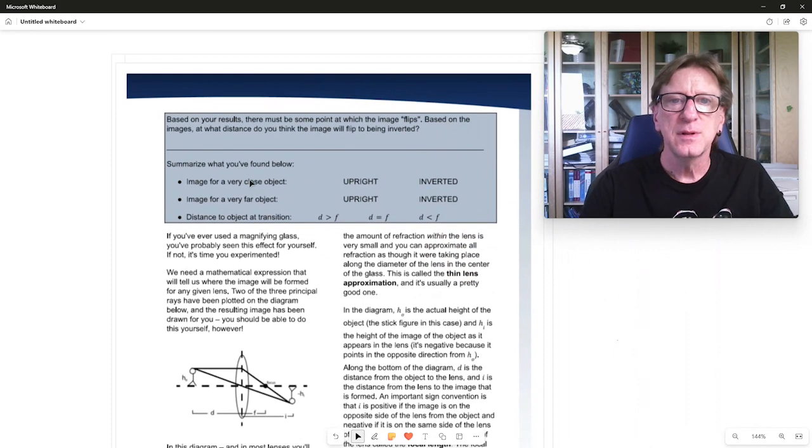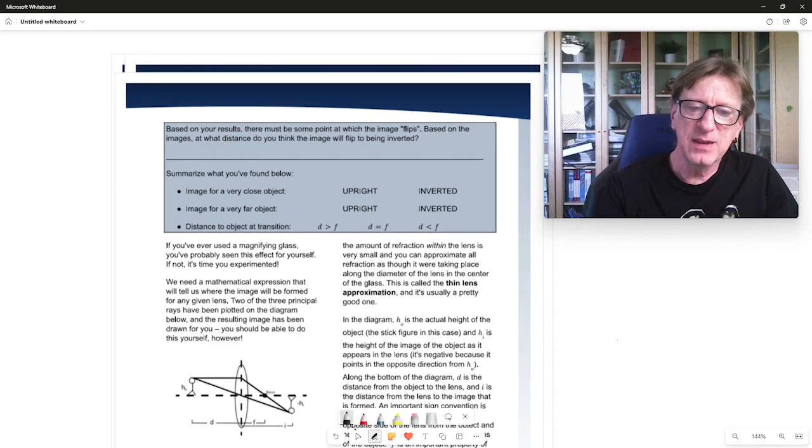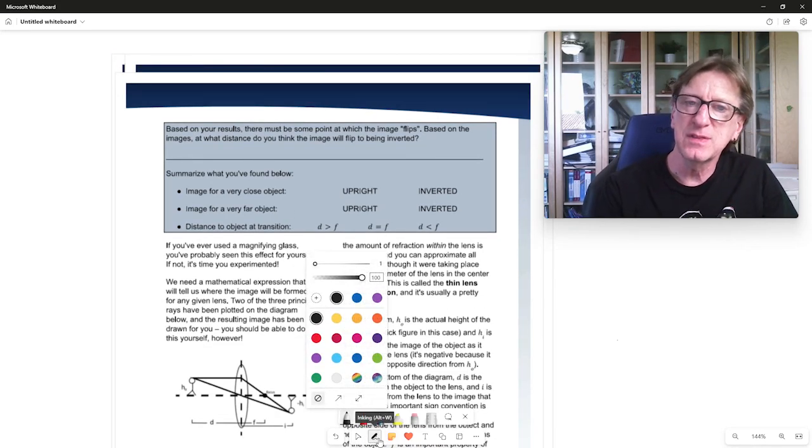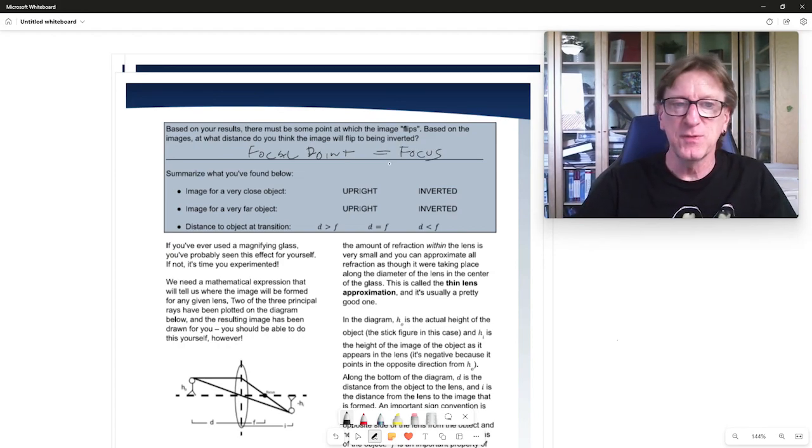So at what distance do you guess that is going to happen? At what distance do you think that flip is going to occur? Well, we said that if he's inside that focus, if he's inside that focal length, then he's going to be upright. If he's outside, then he's going to be inverted. So the focal point, which by the way is also called the focus, those two things mean the same thing. So at the focal point, that's going to be the flip point.